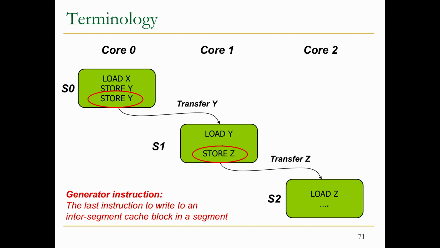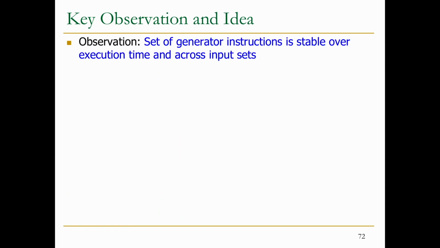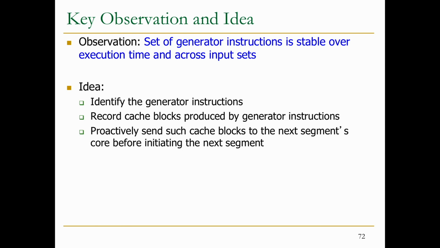What does this mean? This means that there may be no predictable patterns in the data. So whenever you're communicating between this and this, you're really not communicating blocks A plus 1, A plus 2, A plus 3, A plus 4, A plus 5. So a prefetcher may not be able to capture that. But you know exactly which instruction is generating the data. So there might be no pattern to the data addresses, but there is definitely a pattern in terms of which instructions are generating the addresses. That's the idea basically here. So that set of generating instructions is stable. And the idea is really very simple at that point.